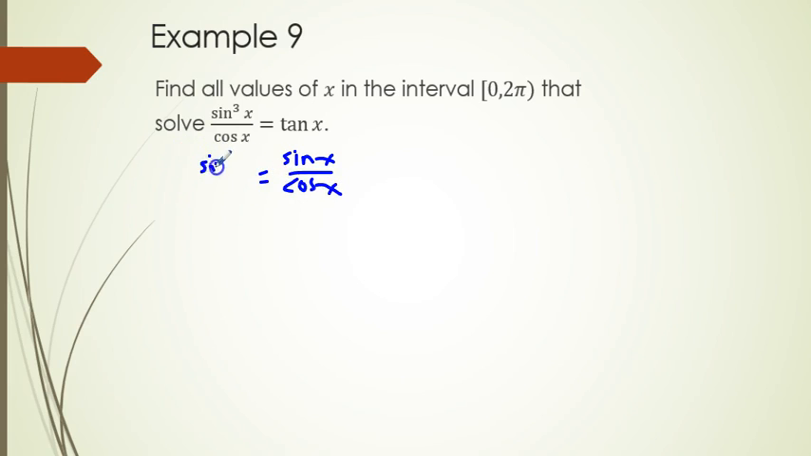So I still have sine cubed and cosine as a denominator. Well, now that both of these have the same denominator of cosine of x, I could actually just multiply both sides by cosine, and then we multiply the left-hand side by cosine, those would cancel, and we multiply the right-hand side by cosine, those would cancel. So if those clear out, I'm left with just sine cubed is equal to sine of x.